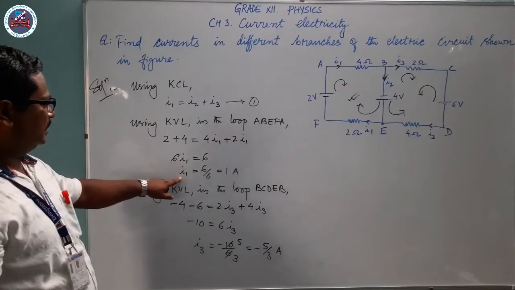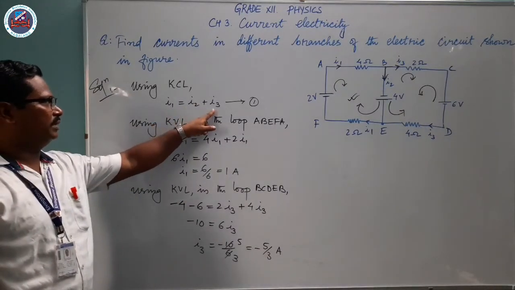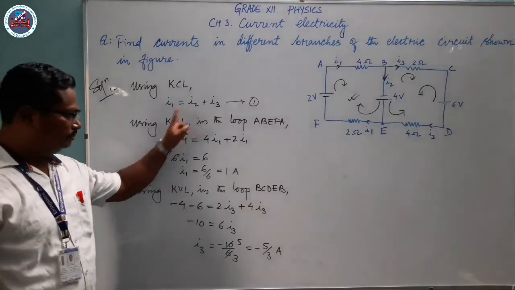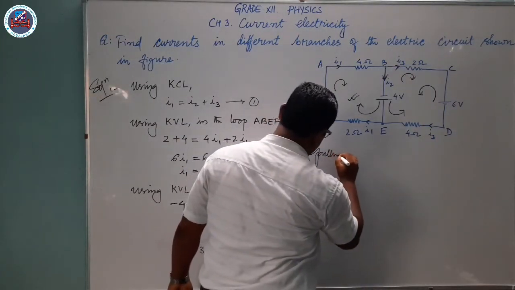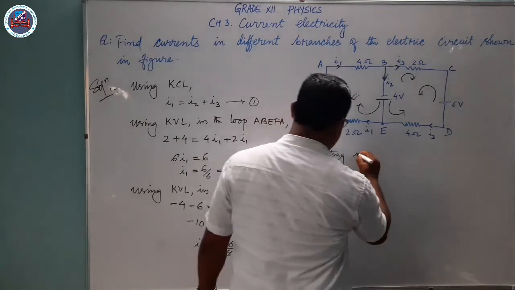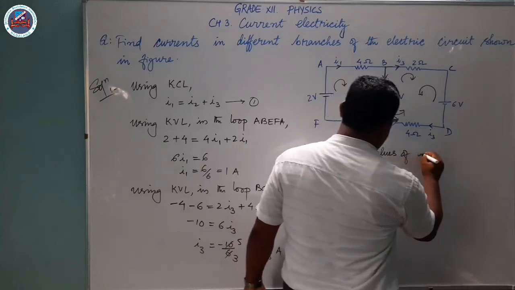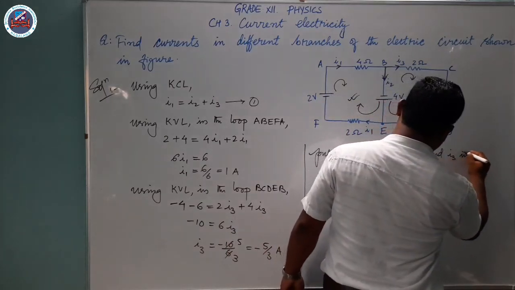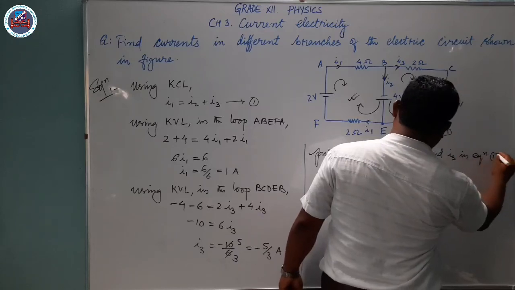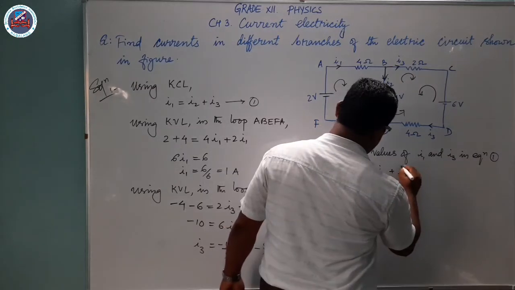We got one current here, I1, and we got I3. Now if I put the values of I1 and I3, then I will get I2. So let us put the values of I1 and I3 in equation 1, then I will get I1 equal to I2 plus I3.